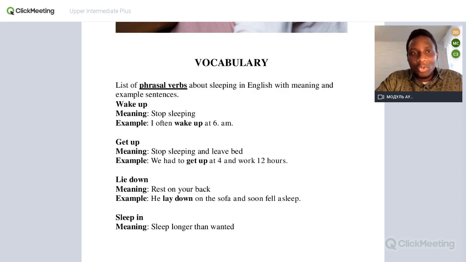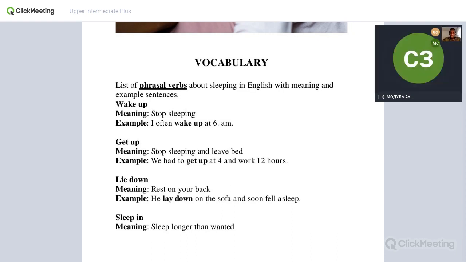So, Zina, we're talking about phrasal verbs, and I would like you to tell us a little bit about yourself. About myself, or about my habits and my habits about sleeping? Okay, let's get straight to the point. Could you tell us about your sleeping habits? What time do you wake up?